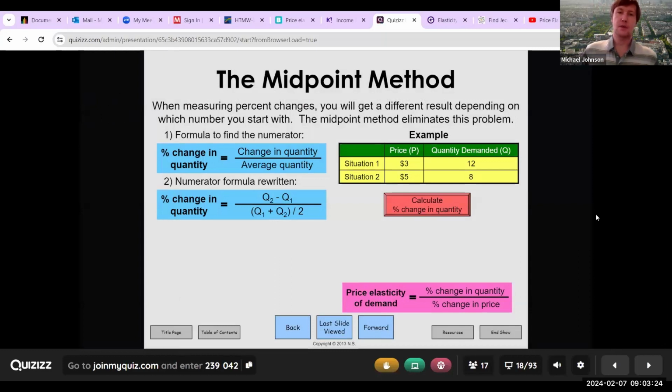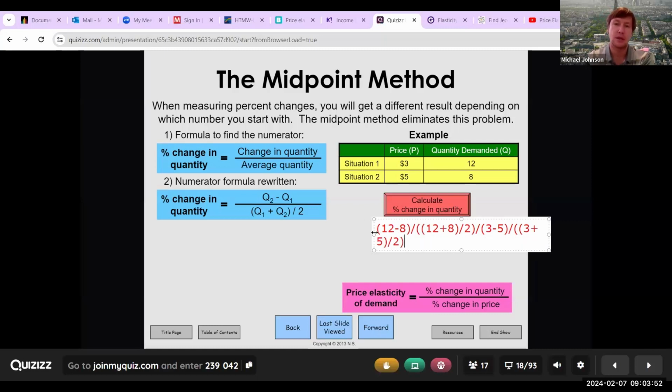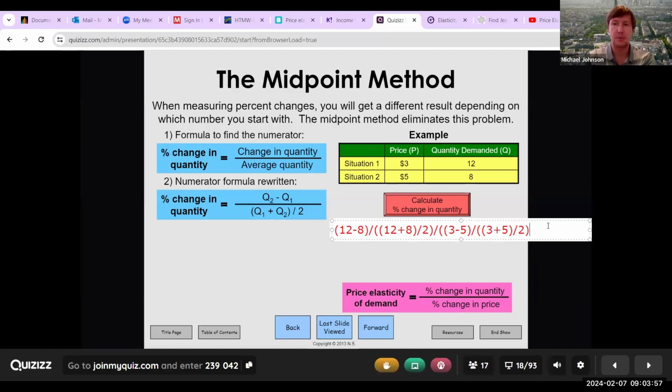So here, when measuring the percent changes, you will get a different result depending on which number you start with. The midpoint method eliminates this problem. In this case, you would take the quantity demanded of 12 and 8, and you do 12 minus 8 divided by the midpoint between 12 and 8. And then the prices here, you do 3 minus 5 divided by 3 plus 5 divided by 2. You'd have to use more brackets to keep it organized.